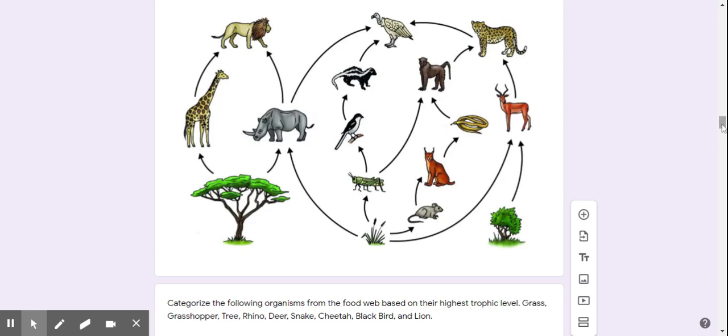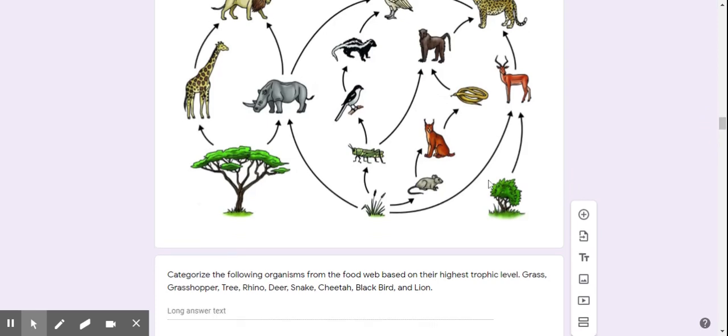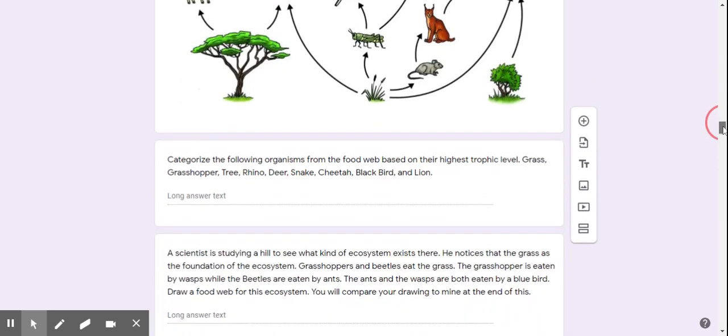So I just explained to you guys the highest trophic levels of all of these. The grass is a producer, the grasshopper is a primary consumer, the tree is a producer, the rhino is a primary consumer. The highest level for the deer is going to be primary consumer. The highest level for the snake is actually going to be tertiary consumer. The highest level for the cheetah is a fifth level consumer. It's only happening because of the fact that he's supplementing his diet with other food. The highest level for the blackbird is a secondary consumer, and the highest level for the lion is also a secondary consumer. Let's go to the next question now.